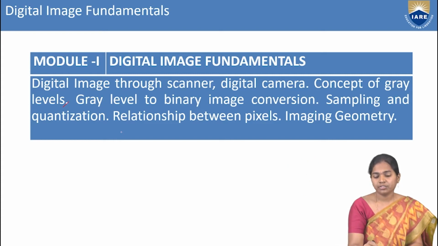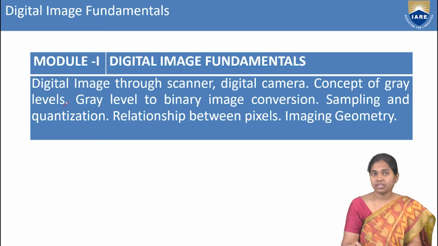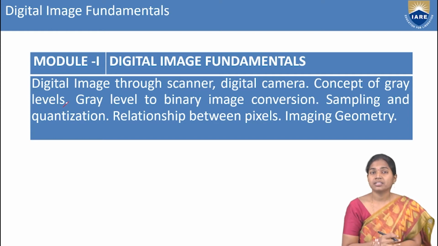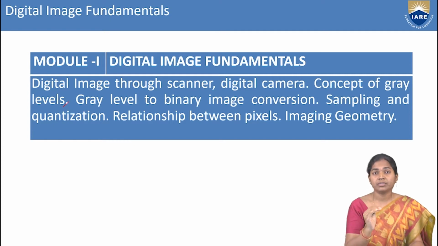Next one is gray level to binary image conversion. How to convert the gray level image, which consists of a number of shades? If we are using 8 bits in each and every pixel, there are 256 shades. How to convert a gray level image into binary form? In a binary image we represent only two cases, either 0 or 1. 0 is the minimum gray level value and 1 is the maximum gray level value. That is the binary image representation.